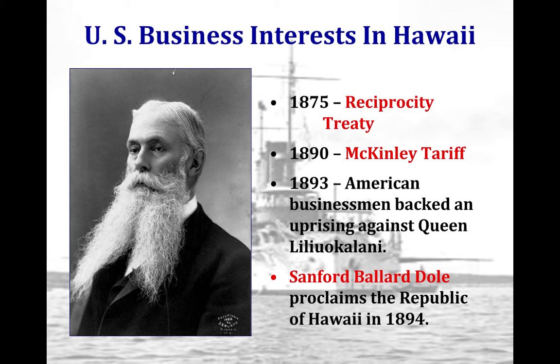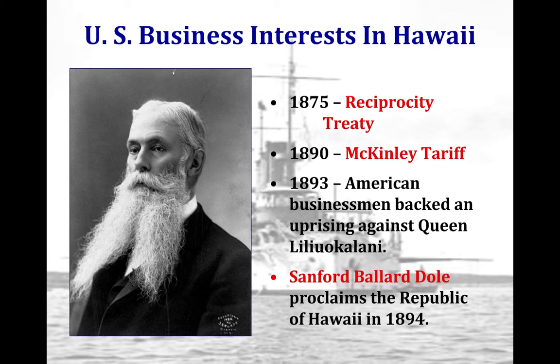So in 1875, you have a reciprocity treaty with Hawaii, and this is a free trade agreement between the U.S. and Hawaii, and what it does is it guarantees a duty-free market for Hawaiian sugar in exchange for special economic privileges for the U.S. that were denied to other countries. So already they're setting up this preferential trade agreement between the U.S. and Hawaii.